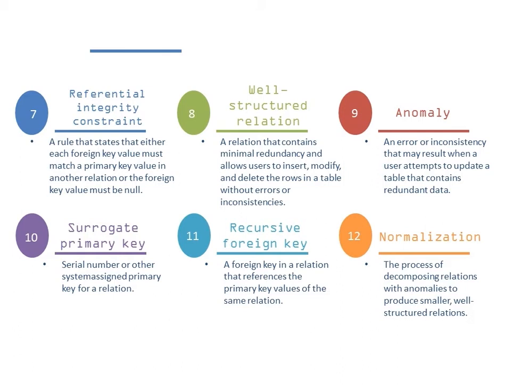What is normalization? Normalization is the process of decomposing relations with anomalies to produce smaller, well-structured relations. The main goal of normalization is to minimize data redundancy, simplify the enforcement of rules, make it easy to maintain data, and etc.